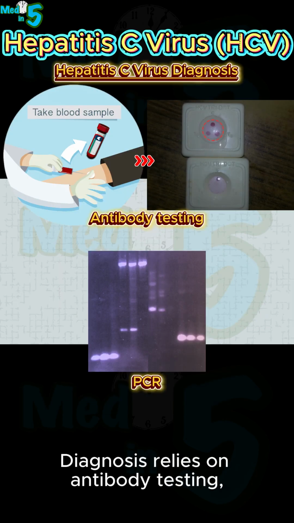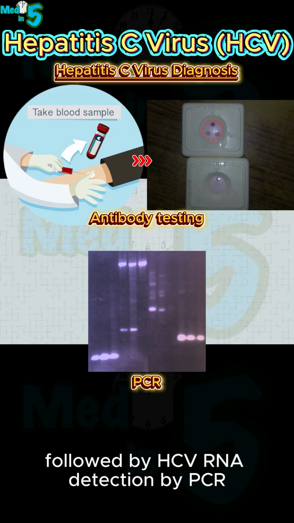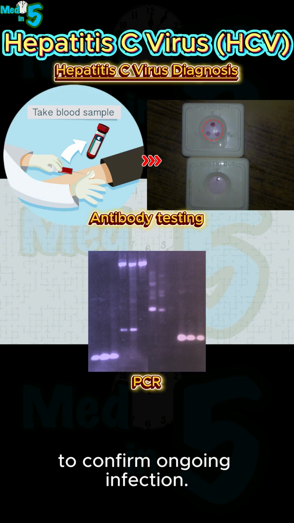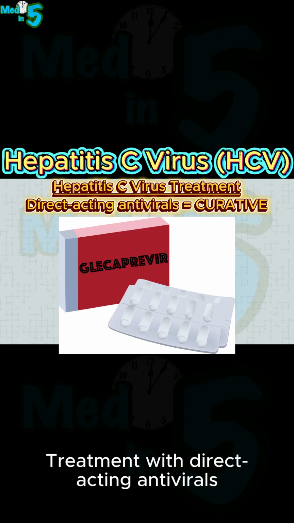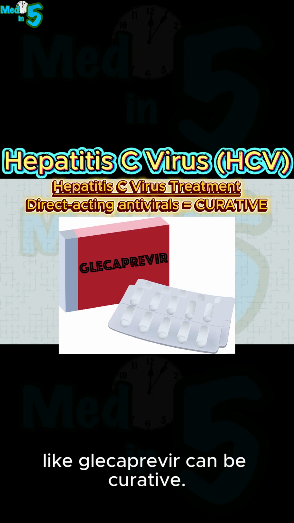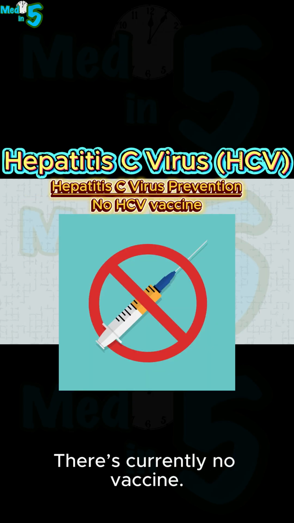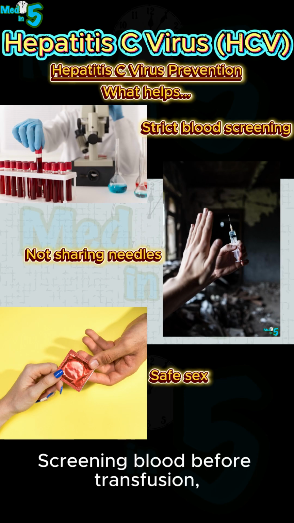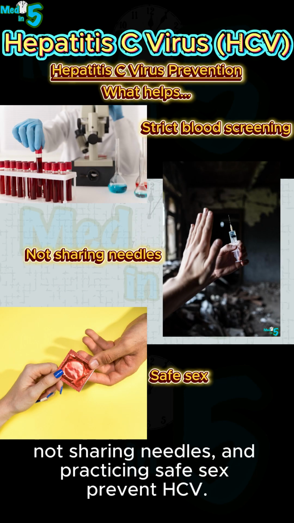Diagnosis relies on antibody testing, followed by HCV RNA detection by PCR to confirm ongoing infection. Treatment with direct-acting antivirals like glecaprevir can be curative. There's currently no vaccine. Screening blood before transfusion, not sharing needles, and practicing safe sex prevent HCV.